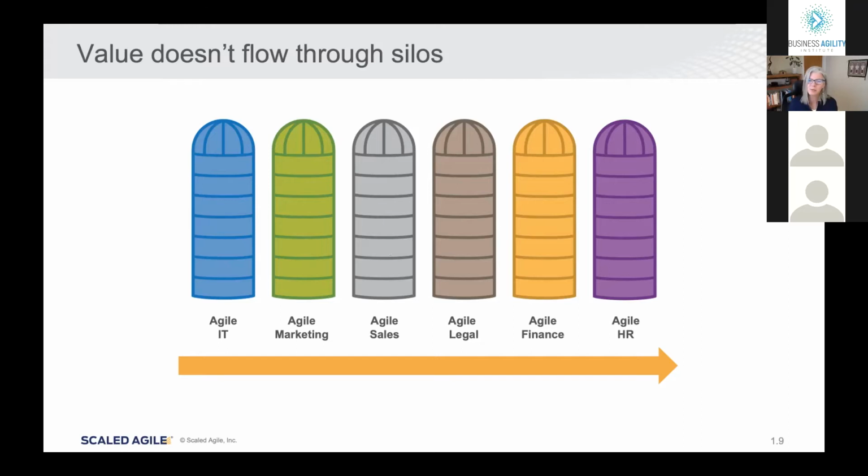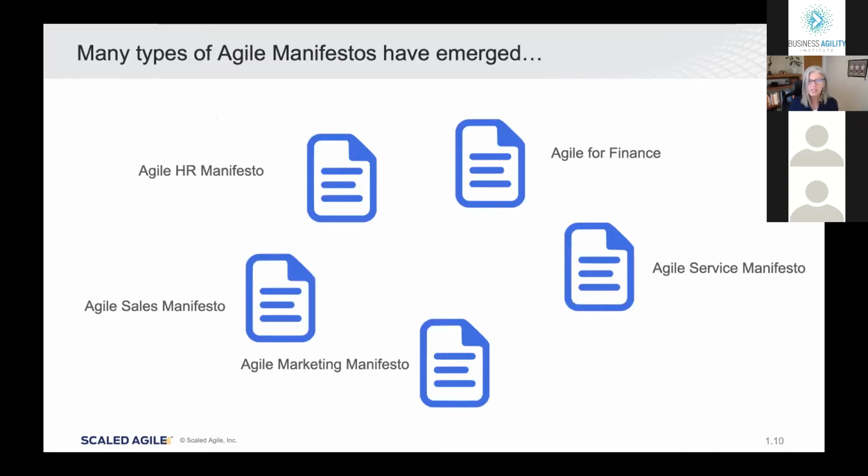So the focus of this presentation is how do we start to break that down? What you'll see as well is a lot of these different Agile manifestos. If you search on any one of these, Agile for Finance, Agile HR, you'll see these individual manifestos. I don't have an opinion either way if these manifestos are good or helpful. My guess is they're helpful when you're starting with a functional area, and you're trying to get them to understand how an Agile mindset can be beneficial to them.